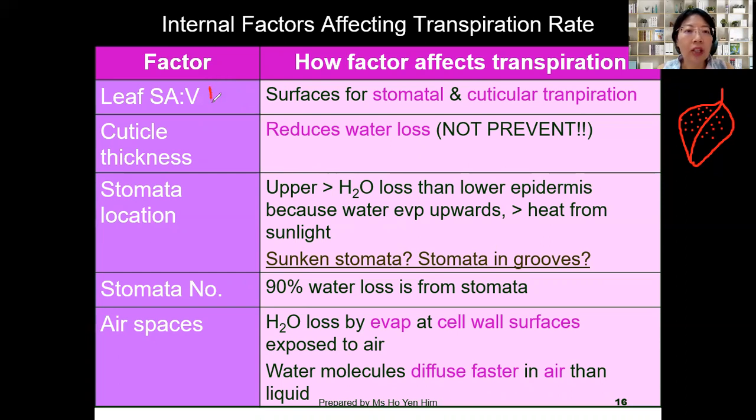So the larger the leaf surface area, the more stomata there will be, the higher the transpiration rate. And also cuticular transpiration will be higher because there is more surface. More surface means more cuticle, more stomata, so more transpiration. So how does the plant reduce water loss from the leaf? It has to reduce the surface area of the leaf.